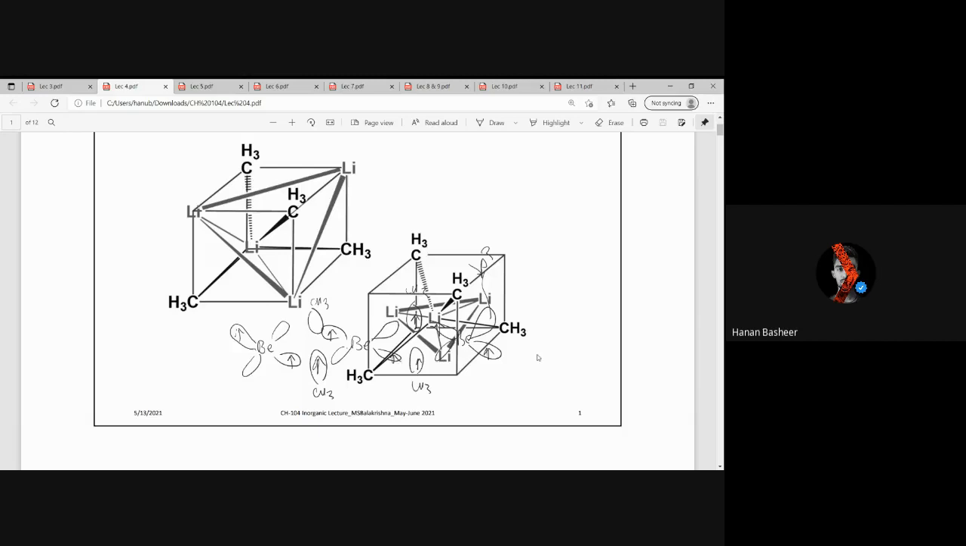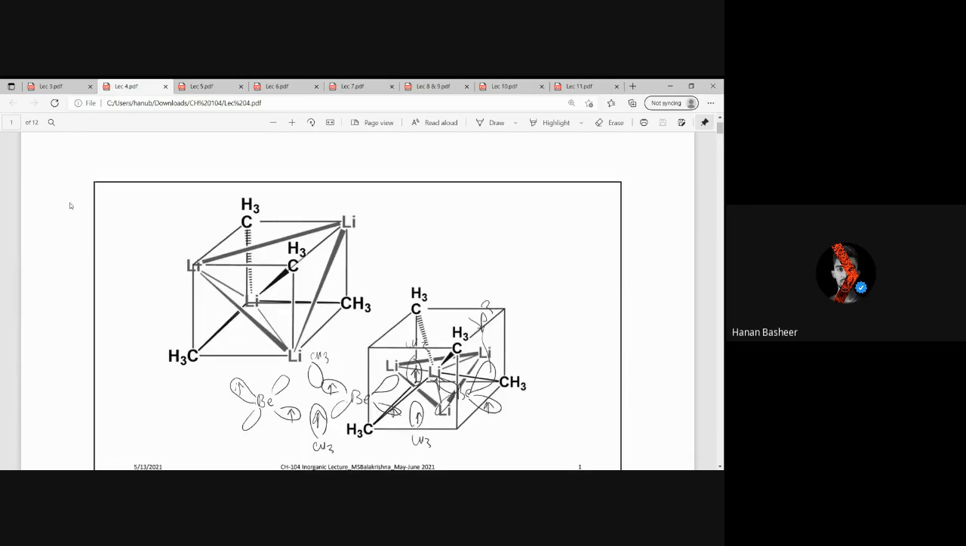Today I'm going to give you an overview of lecture 4 of CH104 in organic chemistry. So let's begin. In the previous lecture, we discussed the basic group properties of the periodic table. Now we are going to discuss some properties of carbon and its group elements.